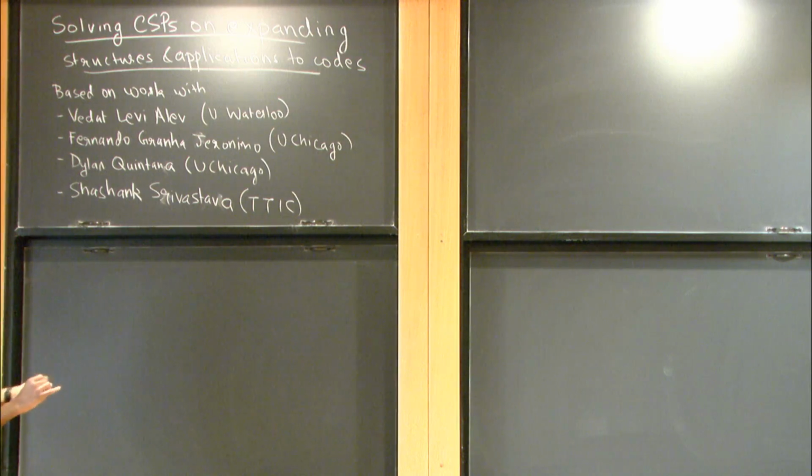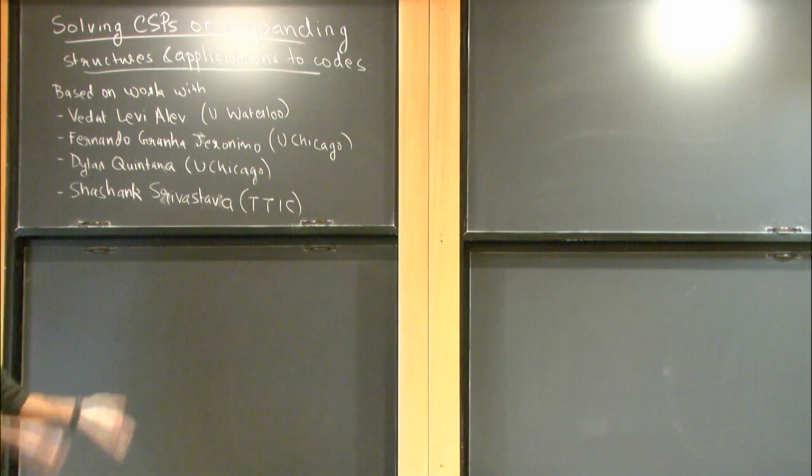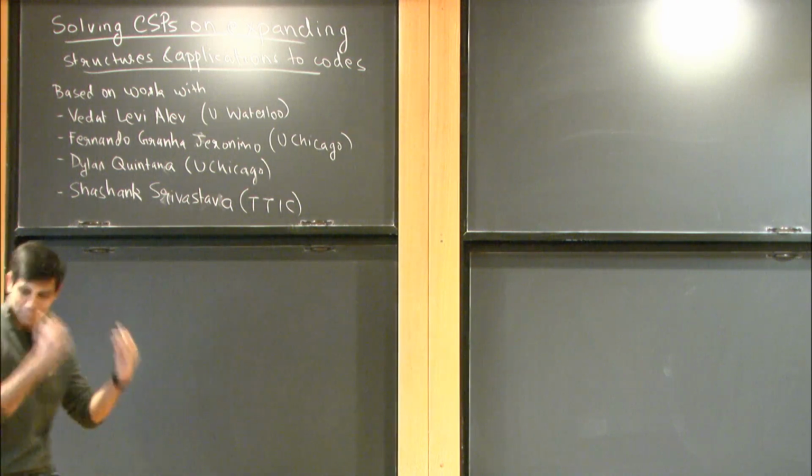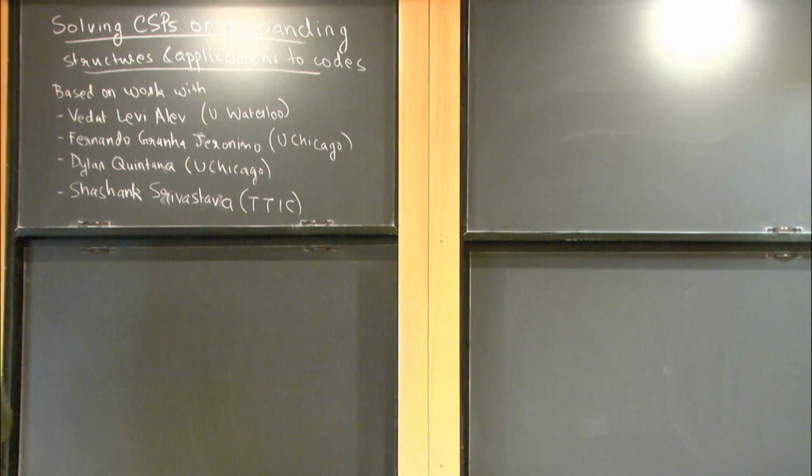I'll talk a little bit about algorithms for solving constraint satisfaction problems and some applications to codes. I should say this is based on joint works with 4 great students, Vedat at University of Waterloo, Fernando and Dylan at University of Chicago, and Shashank Srivastav at TTIC. Some of them are in the job market, so look them up.